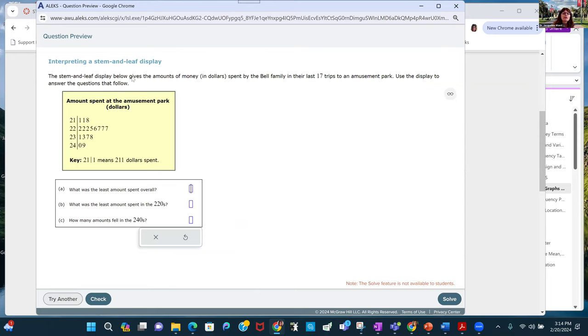The stem and leaf display below gives the amounts of money in dollars spent by the Bell family in their last 17 trips. Wow, to an amusement park. That's a lot of trips. So 2, 1, and then a slash and a one means 211. Okay. So this is still the number of tens. You have 21 tens or 200s and one 10, right? And then the leaves, again, are the number of singles or units or ones. Okay. So, like, how many in the 240s? There were two. Et cetera, et cetera.